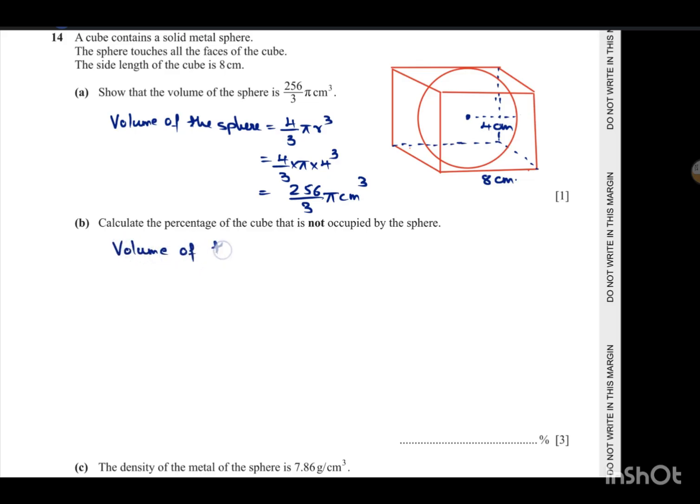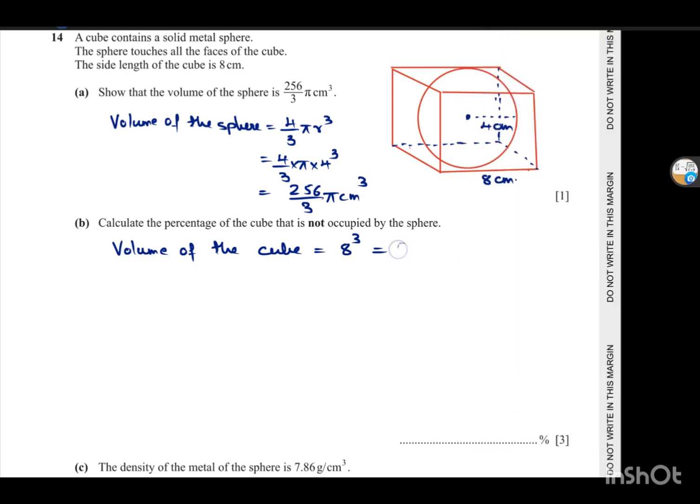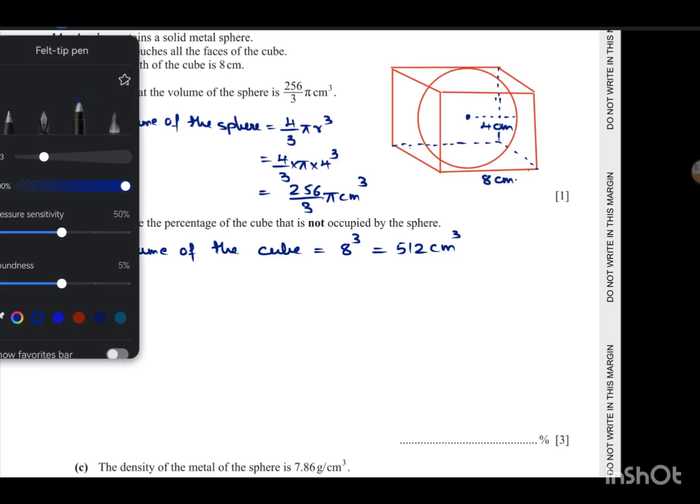the cube is equal to 8 cube, that is side cube. So 8 cube is how much? 8 cube is 512 centimeter cube. The percentage of the cube that is not occupied means you have to subtract the volume of the sphere from the volume of the cube, then divide by the volume of the cube, and multiply by 100.